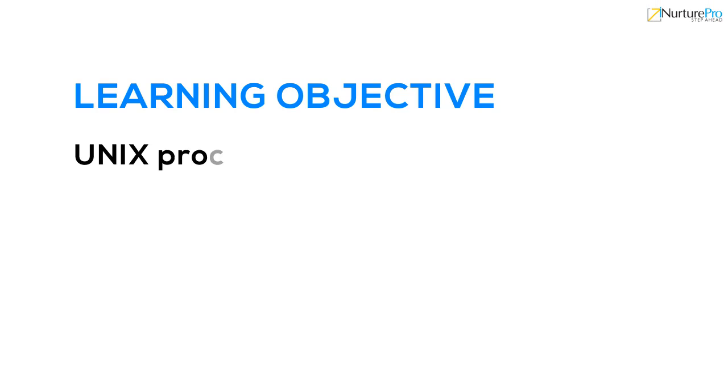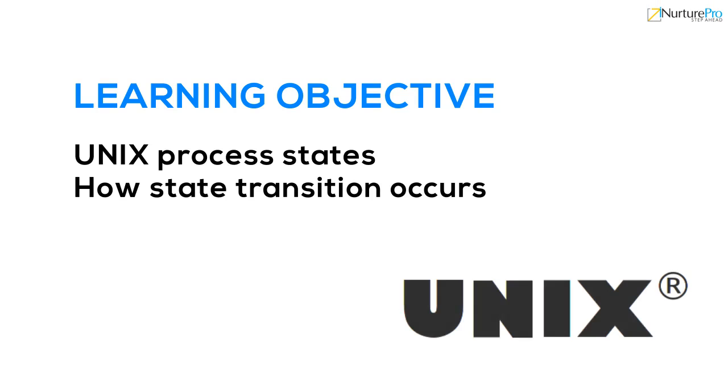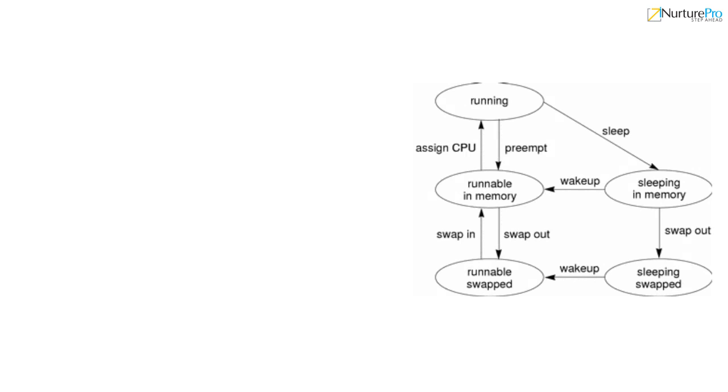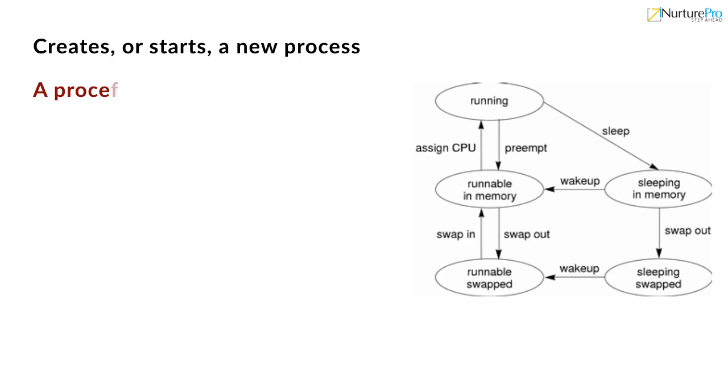In this video, we will discuss what Unix process states are and how state transition occurs. Before that, let's revise the process in Unix. What is a process in Unix? Whenever you issue a command in Unix, it creates or starts a new process. In simple words, a process is an instance of a running program.